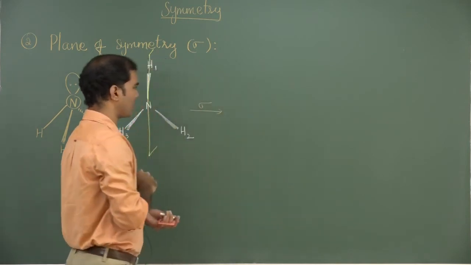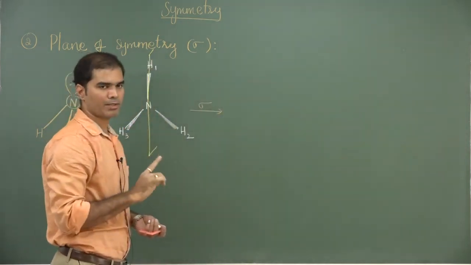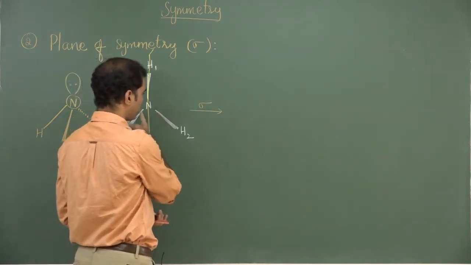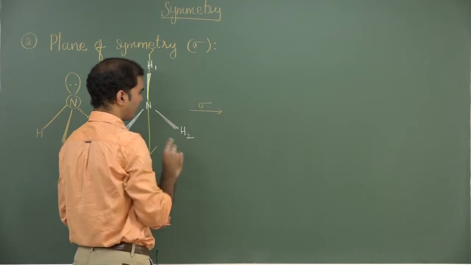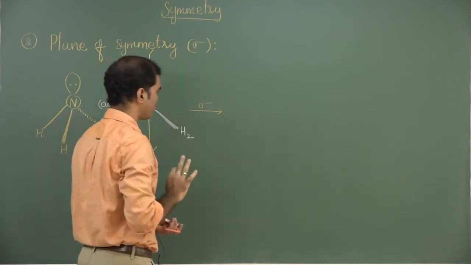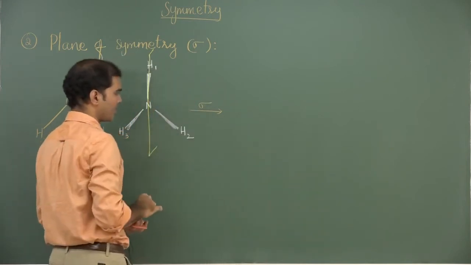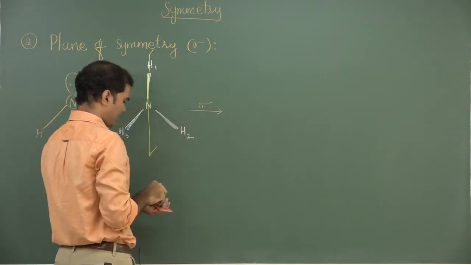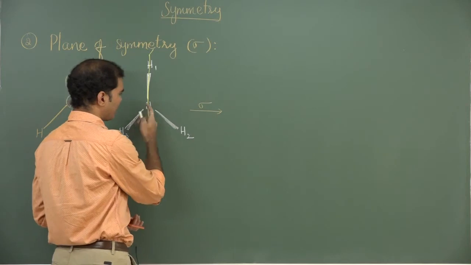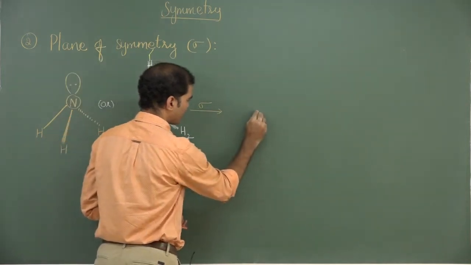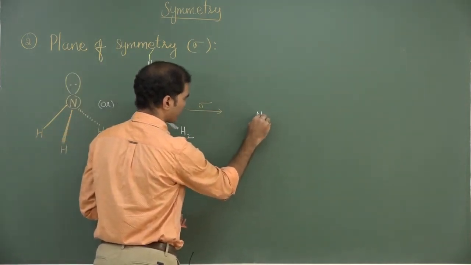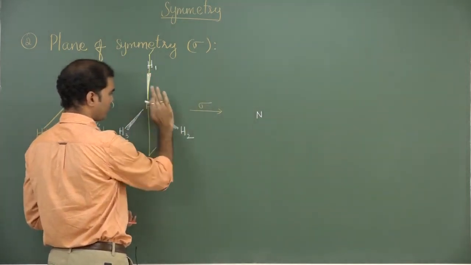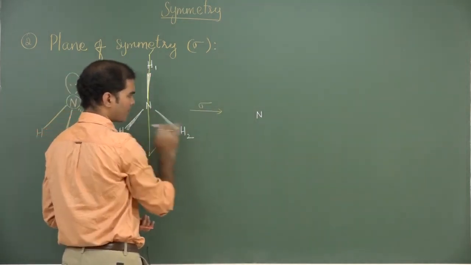Now I am not naming it as a sigma xz, sigma yz or sigma xy, because these are not with respect to the coordinates. There is a 120 degree angle, not a 90 degree angle, so forget about it. Simply I am representing it as a plane. As I pass that plane, whatever half is towards your right hand side, because this is how you are looking at it, this half will reflect in the other half.